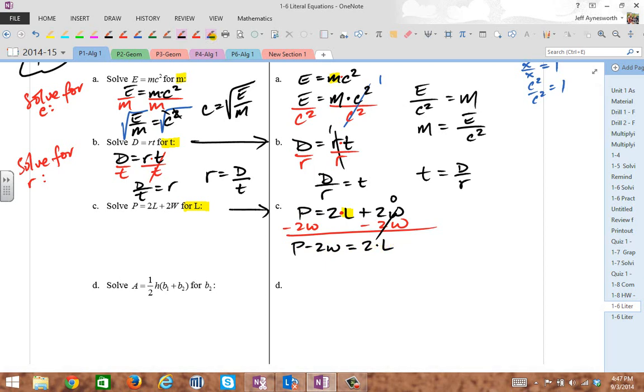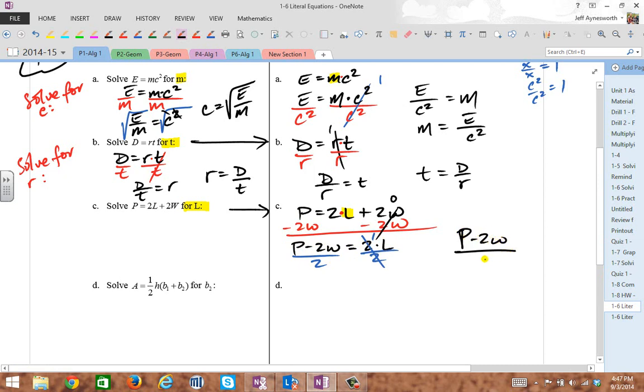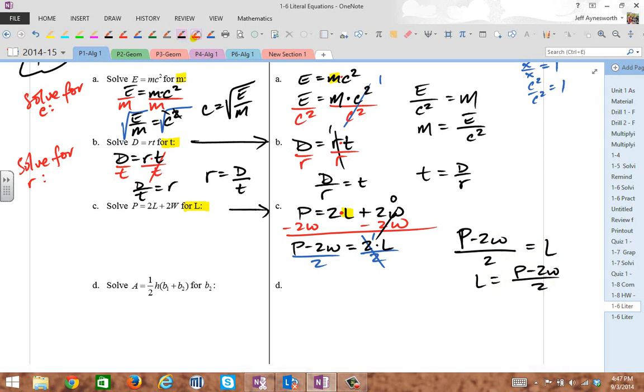Why? Because you have to do the inverse again, which means you've got to divide both sides by 2. Show the canceling. And here you have P minus 2w, all divided by 2, is equal to L. Or if you want to switch sides, L is equal to P minus 2w divided by 2. Same thing. So now what I want you guys to do on the left-hand side is solve for the other variable w.